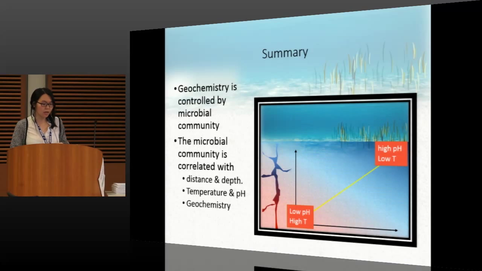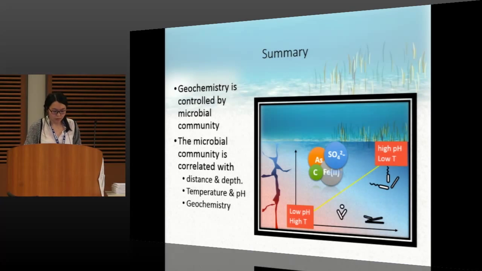So the rough summary of my research: the geochemistry is controlled by the microbial community. Even though the microbial community just mixed with the seawater and the venting fluid, because the microbial communities have different metabolisms in here, they regulate the geochemical cycle in this system. It becomes so different. It's not only associated with depth and distance.